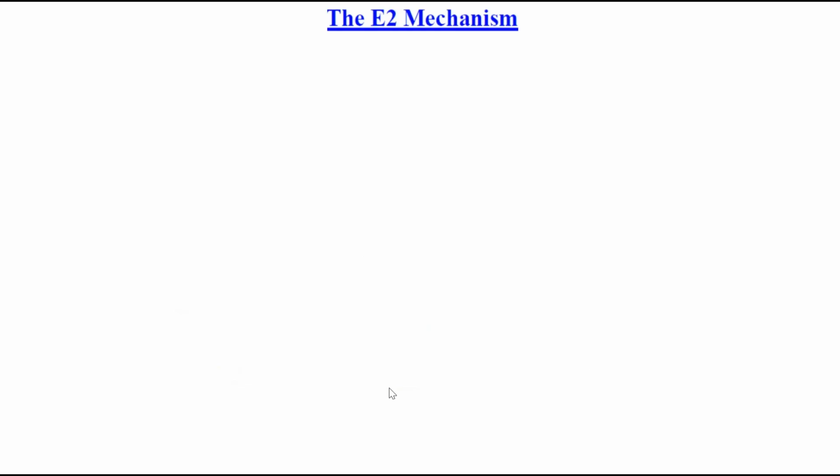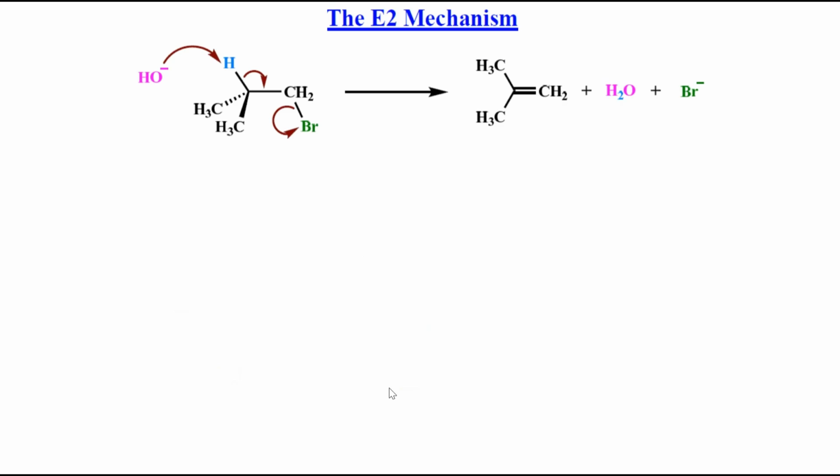Coming to the E2 mechanism, it occurs in a single concerted step. The base abstracts the proton, which loses its electrons to the carbon and forms the bond with the adjacent carbon, which is partially positive due to the electronegativity of the halogen. As and when the bond forms between the two carbons, the halogen gets removed to give an alkene, and the H plus combines with OH minus, that is the base, to leave as water molecule and bromide ion.